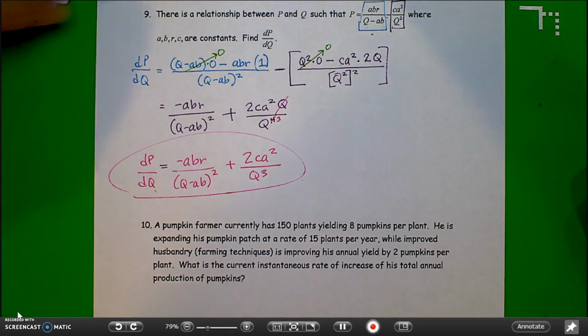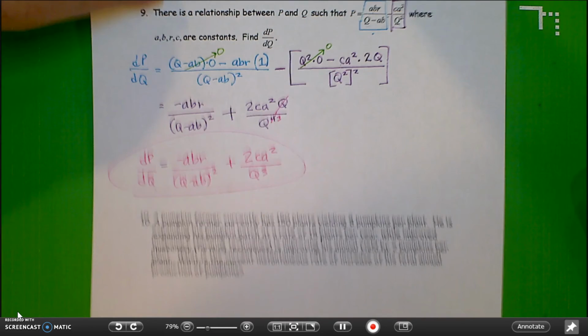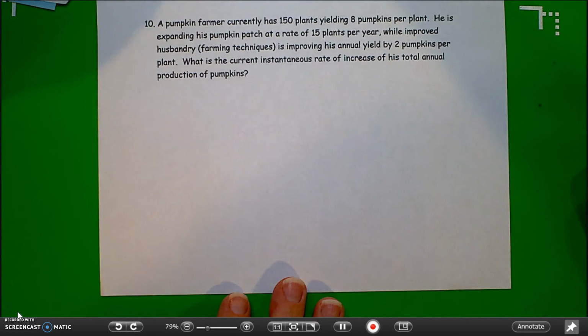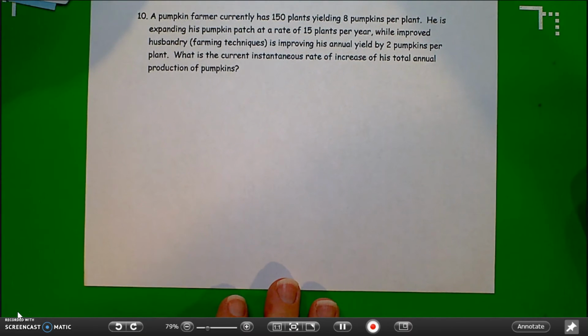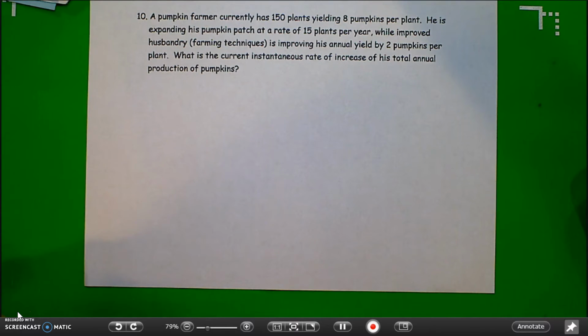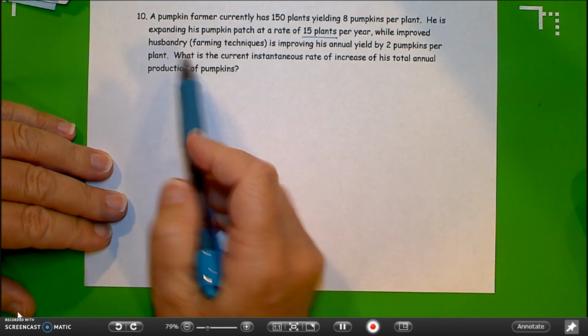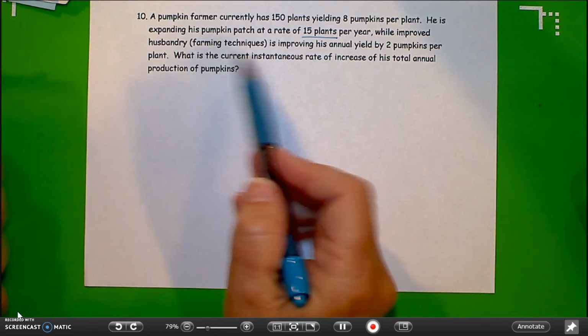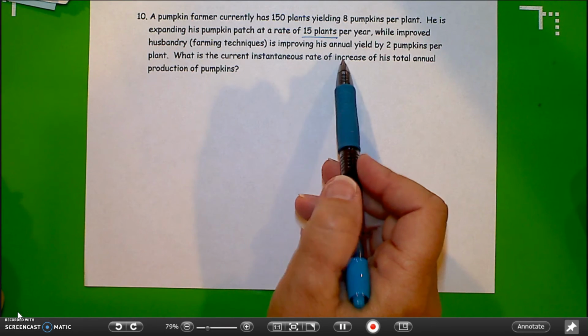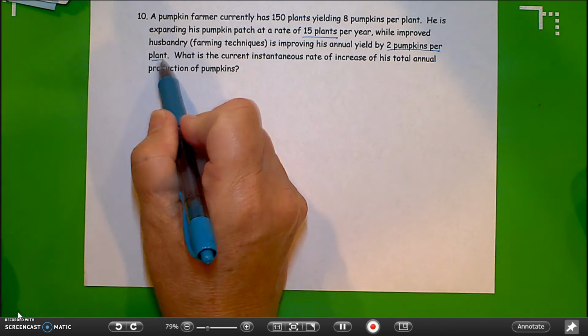Okay. Next is a word problem. I like this one. It's a perfect time of year for it as well. A pumpkin farmer currently has 150 pumpkin plants, and they each yield 8 pumpkins per plant. And this is per year. Of course, we only produce pumpkins once a year. He's expanding his pumpkin patch at a rate of 15 plants a year, while improved husbandry, which is improved farming techniques, increases his annual yield by 2 pumpkins per plant.